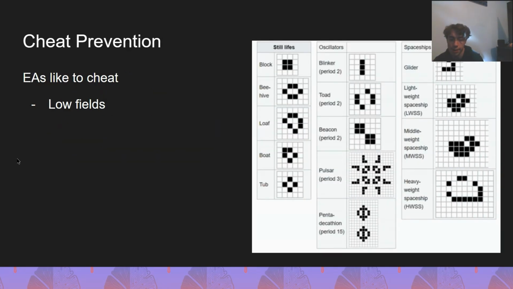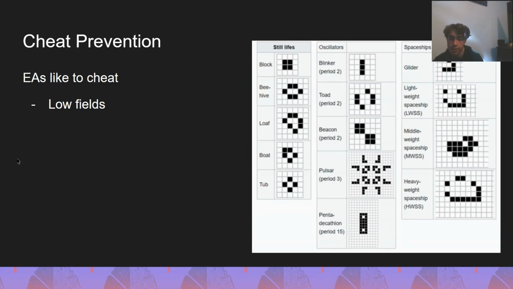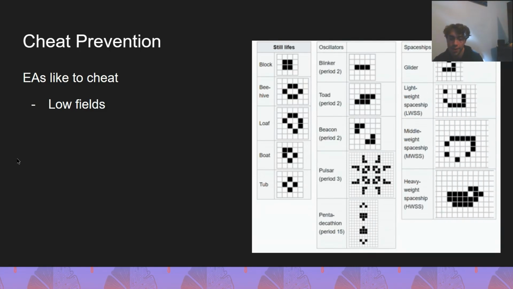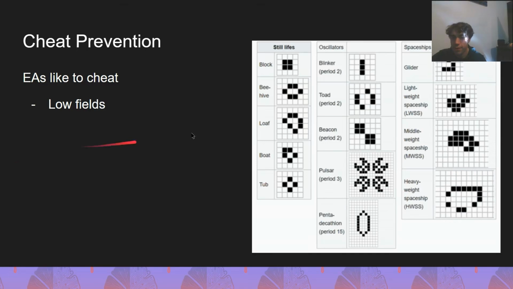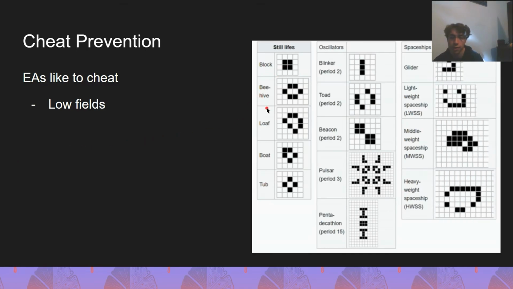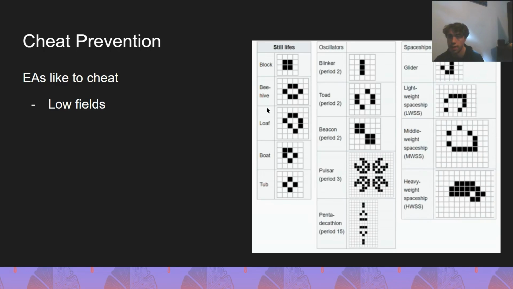The last thing to talk about is cheat prevention. So we know evolutionary algorithms really like to find loopholes and ways to cheat. So we're going to try and preempt some of that now. One obvious way to cheat, if we're looking for still life, would just be to use really low field strengths, so they don't have any effect on the system and it just remains frozen.